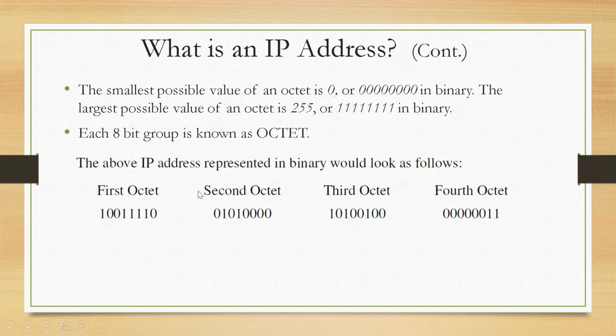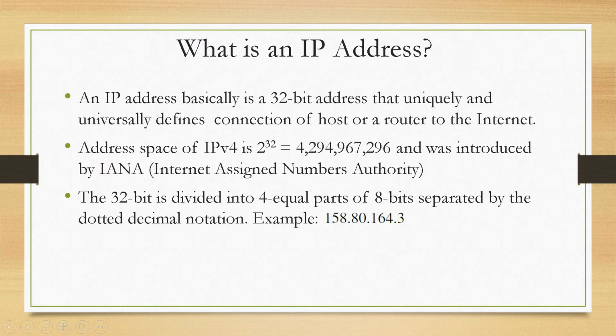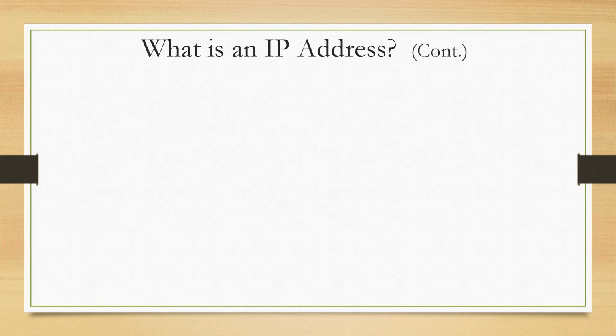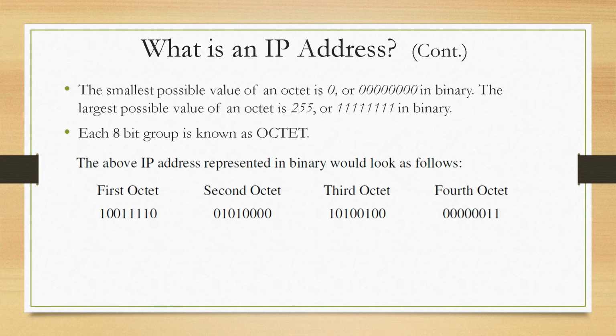So here is an example of an address that we have mentioned in the previous slide, 158.80.164.3, and I'm sure that you can convert this from decimal to binary. So this is our 158. This is our next octet, up to the 4th octet.